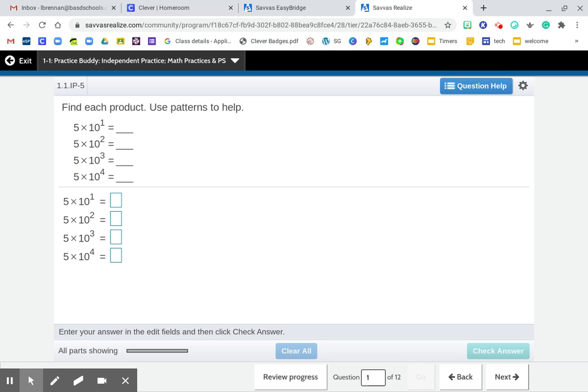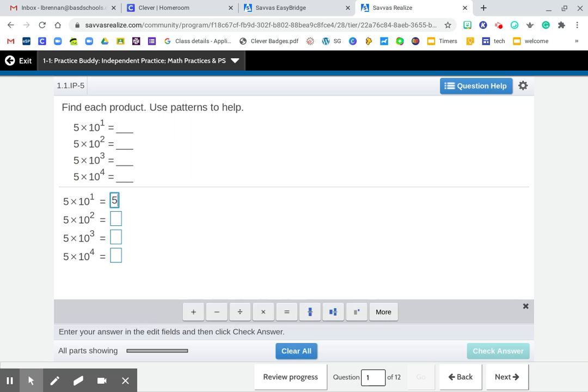So 5 times 10 to the first power. I know 10 to the first power is just 10. So 5 times 10 to the first power is 50.